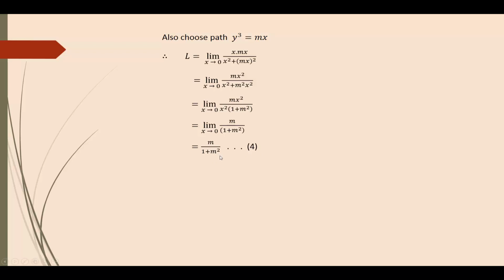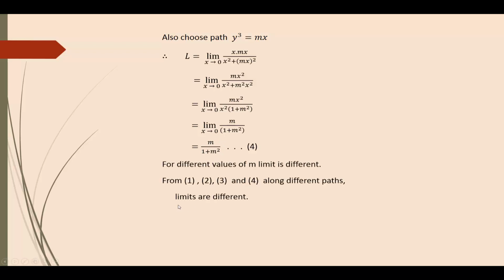Now m is an unknown constant. For different values of m we get different limits. So along different paths the limits are different and therefore the limit does not exist is the answer.